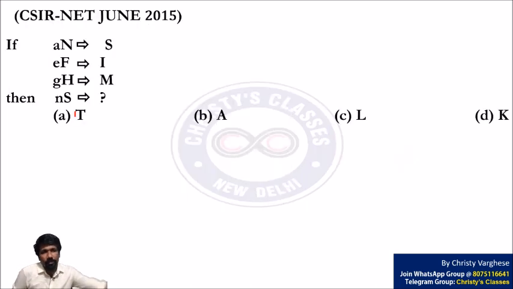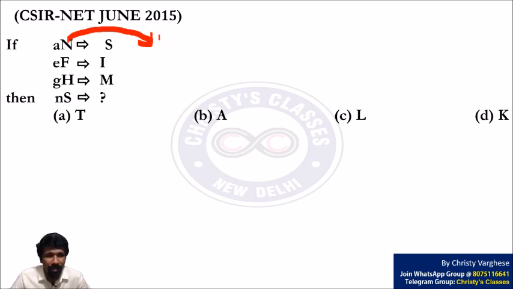So let's try the next question, June 2015 CSIR-NET problem. If AN implies S, EF implies I, GH implies M, then NS implies what? Yeah, this primarily looks like a series formation chapter problem, but it is not a series chapter problem. This is just a chemistry problem actually, but they haven't mentioned it is chemistry or general science or series formation. That is a challenging thing. If you have an estimate that this is going to be a general science problem, then it would have been easy.